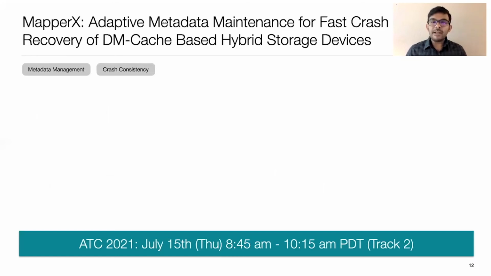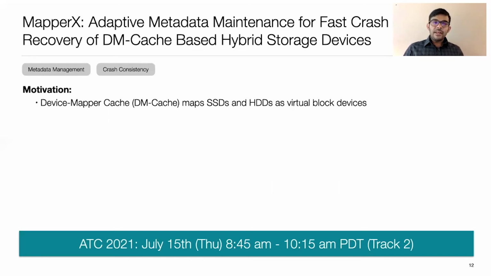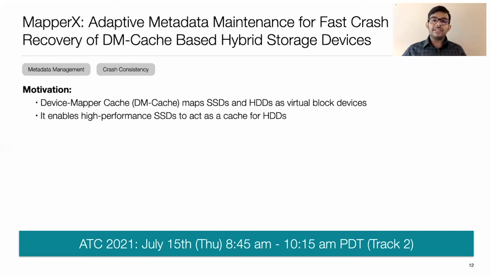MapperX: adaptive metadata maintenance for fast crash recovery of DM-cache based hybrid storage devices. DM cache, or device mapper cache, maps SSDs and HDDs onto higher level virtual block devices. It allows SSDs to act as persistent caches for HDDs and absorb a bulk of the throughput workload because they're fast, and eventually drain to HDDs.